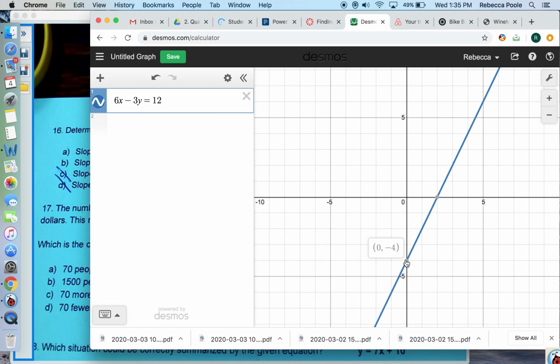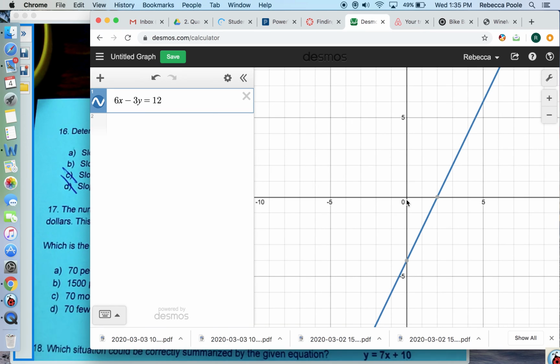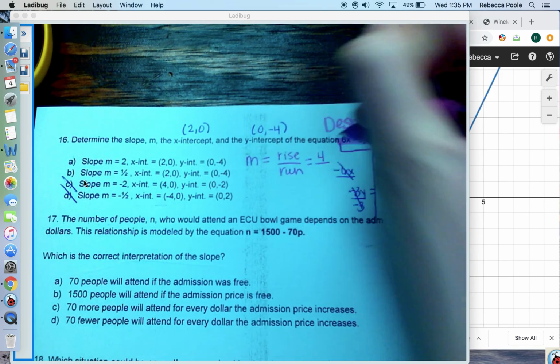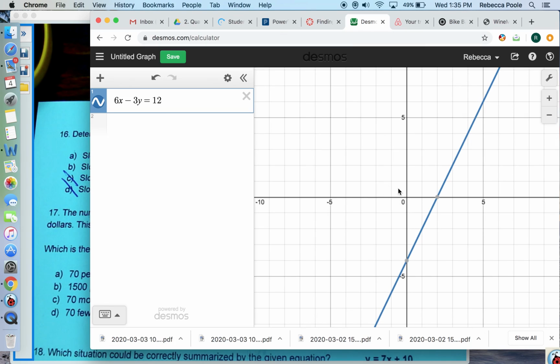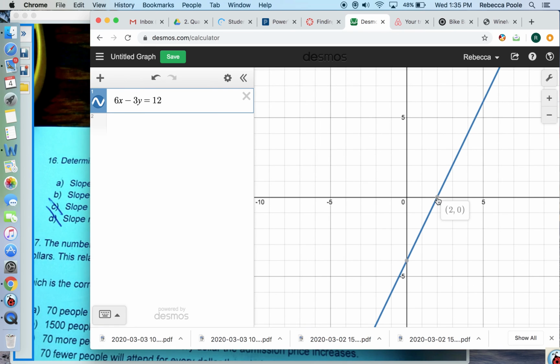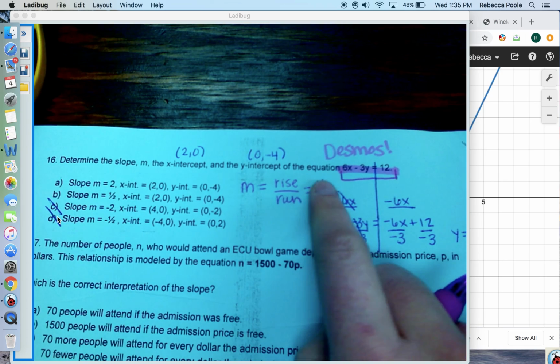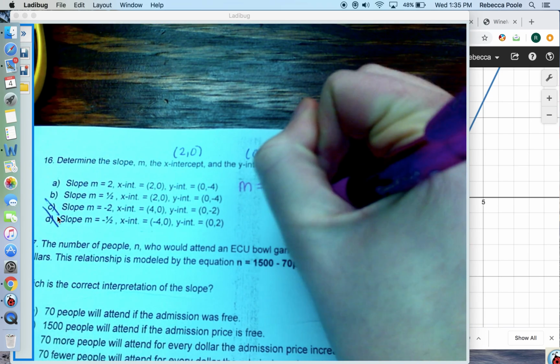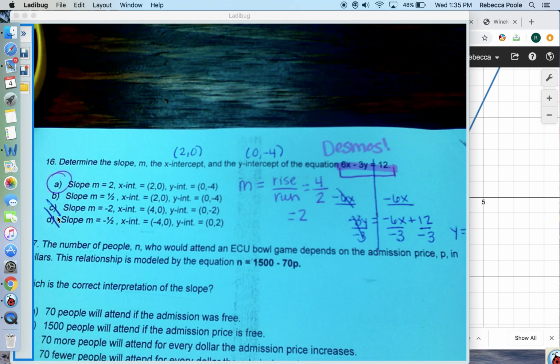If we start here, we go up 1 space, 2, 3, 4 spaces. So my rise is 4. And then I'm sitting right here because I just rose 1, 2, 3, 4. And my run is right 2. So up 4, right 2. If you do 4 divided by 2, you're going to get 2 for the slope. So the answer for 16 should be A.